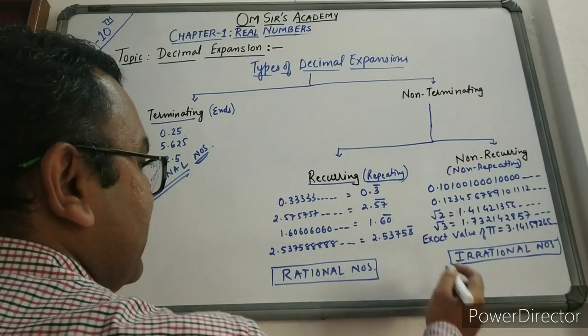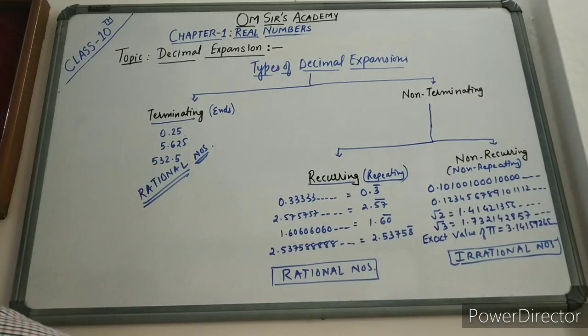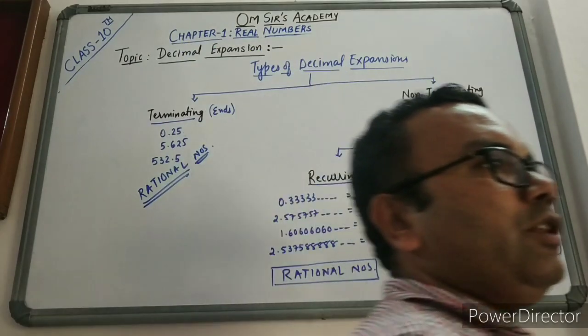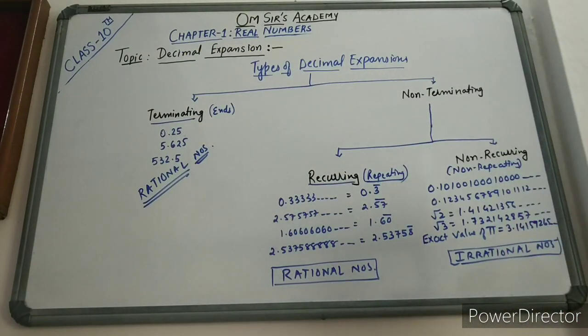So hope this is clear friends. Now, these are the types of decimal expansion. Now we move to the important theorems related to these types of decimal expansions. Let us learn the theorems.